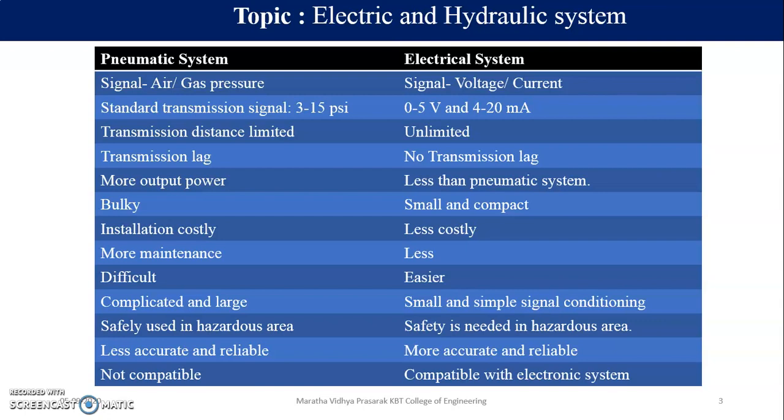And pneumatic systems are not compatible with electronic systems, while electrical systems are compatible with electronic systems, because in pneumatic there is no question of a pneumatic signal powering some electrical device. And even if I want to do that, I need to go for an I to P, P to I converter and all that. So it is again going to mess up your system. So in general, pneumatic systems are not directly compatible with electronic systems, and electrical systems are compatible with almost all the electronic systems all around us.